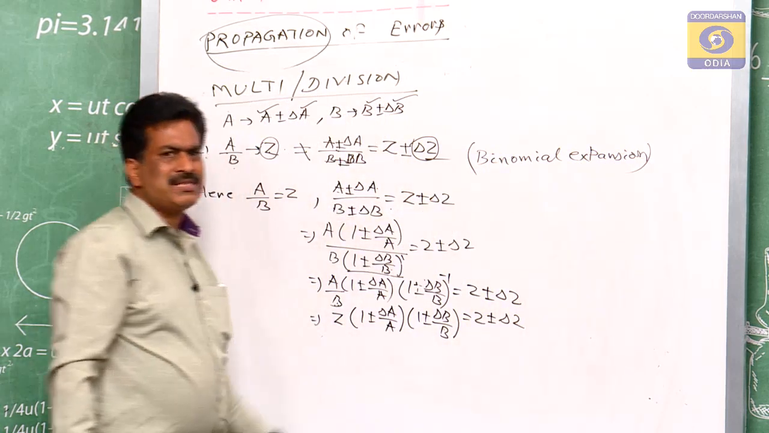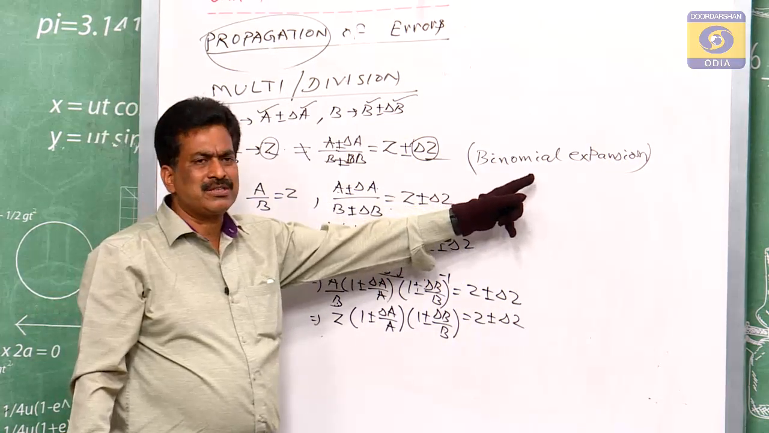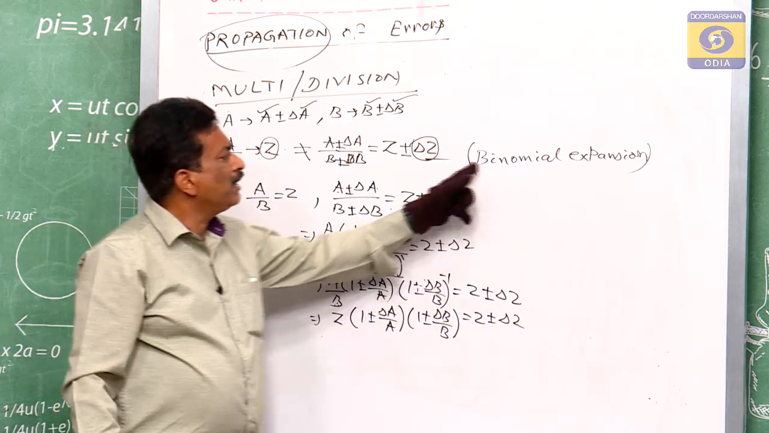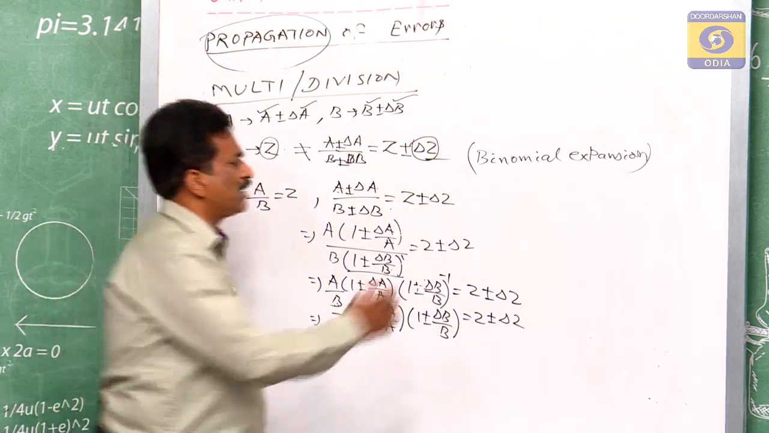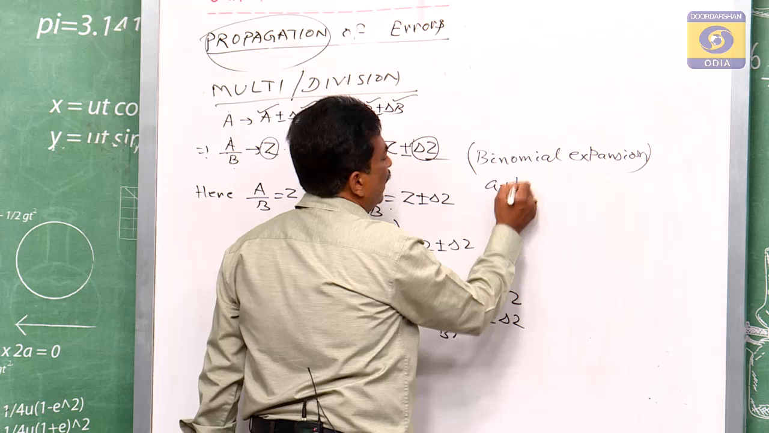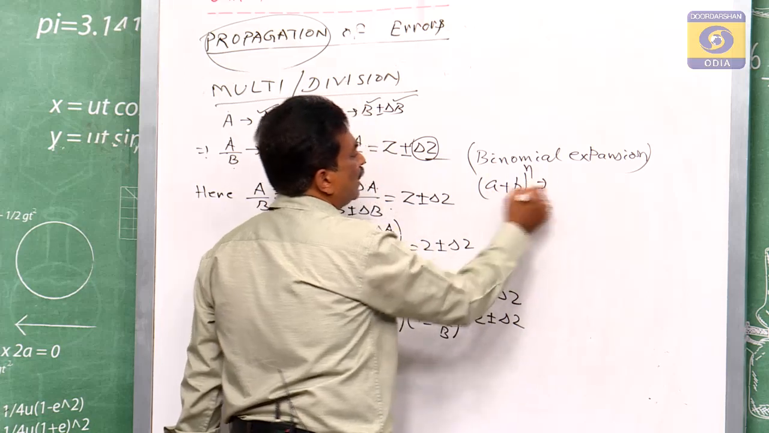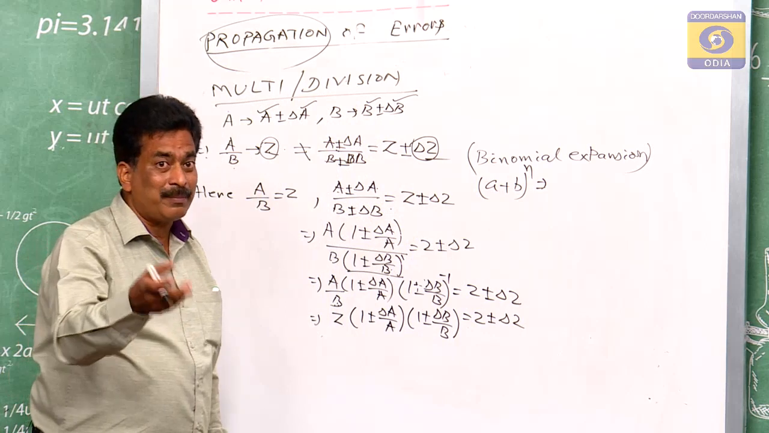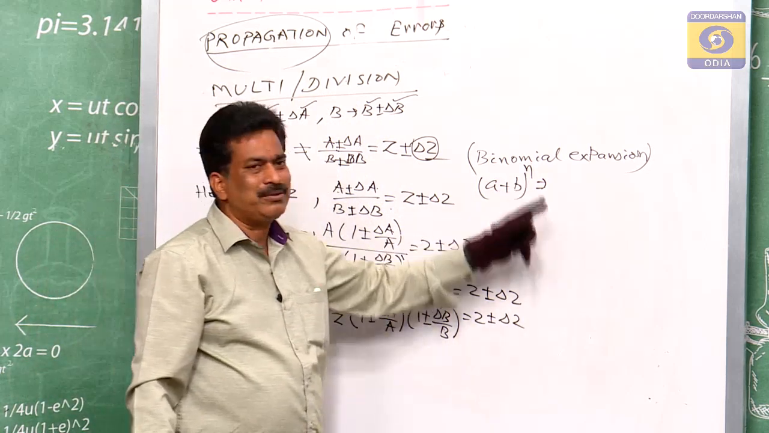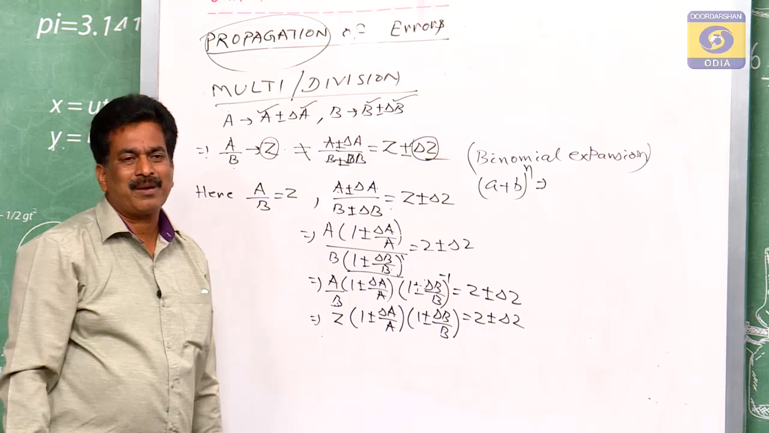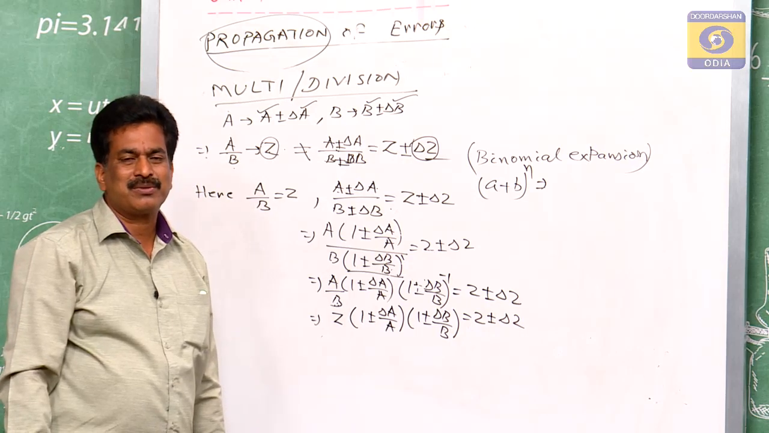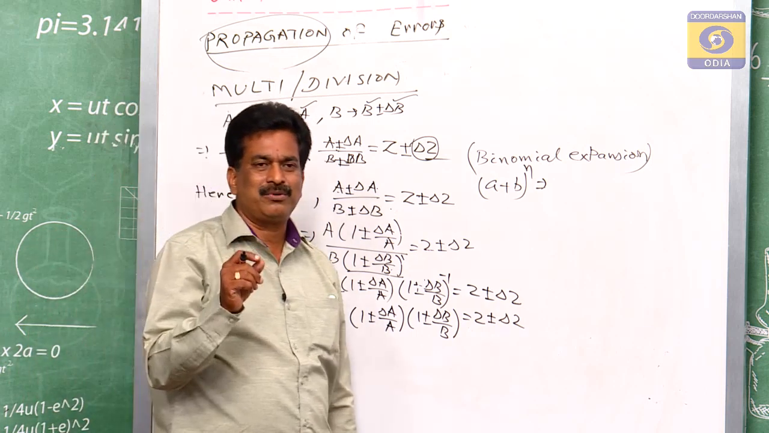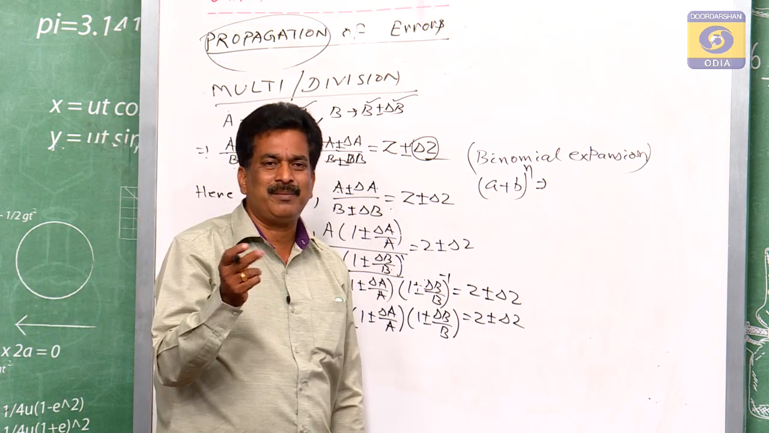Binomial expansion means, if you listen to that expansion, you will understand it. So when you are understanding it, that name is the binomial expansion. That expansion is: if a plus b, two terms, are there with the power n, that expansion will be, a plus b to the power of n is equal to a to the power of n plus nC1 a to the power of n minus 1 into b to the power of 1 plus nC2 a to the power of n minus 2 b to the power of 2 plus nC3 a to the power of n minus 3 b to the power of 3.